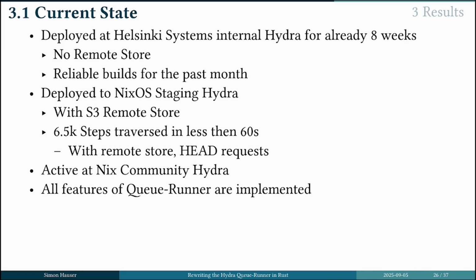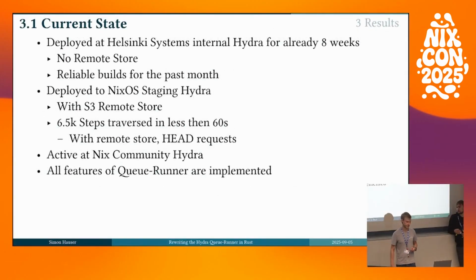The official infra team has been staging Hydra for a couple of weeks now, and it also has the new queue runner deployed. We tested it with an S3 remote store, which is located in NA, I think, and we traversed 6,500 steps in less than 60 seconds. There's a cutoff time for the queue check. Otherwise, we cannot react to any changes in the queue. So the queue check gets cancelled after 60 seconds. So this is really important, that we get this time low.